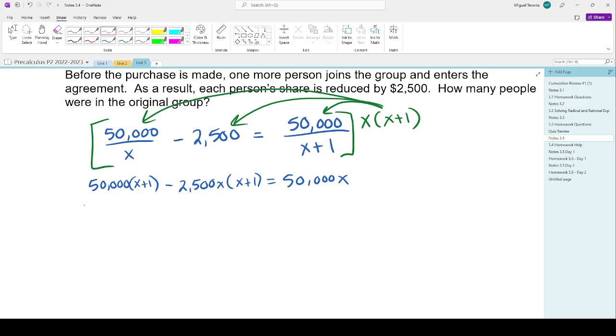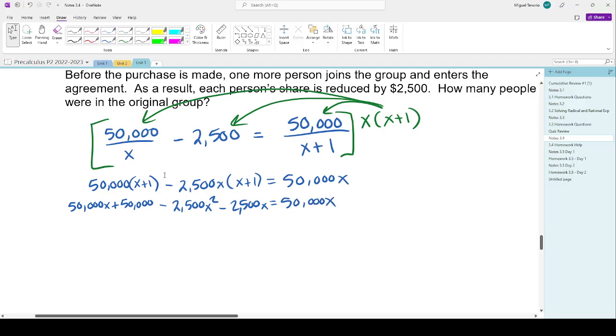So now let's distribute the 50,000. So 50,000x plus 50,000 minus 2,500x squared minus 2,500x. And then we're going to set that equal to, again, our 50,000.